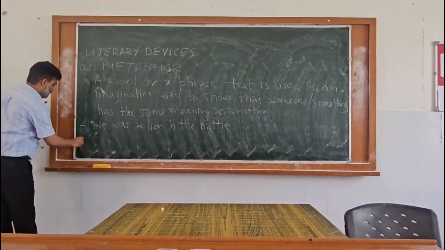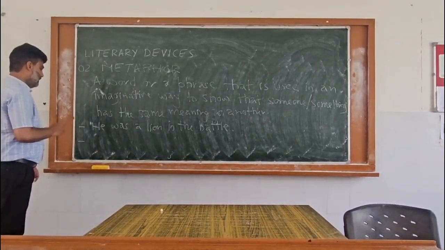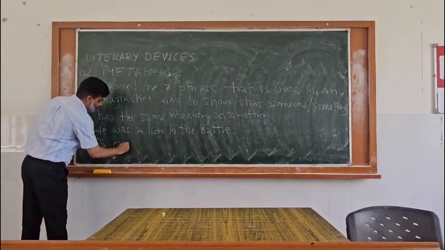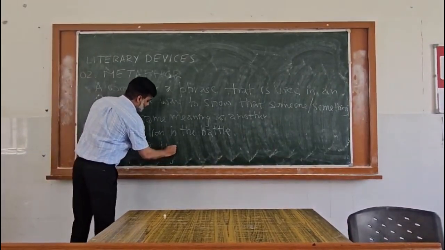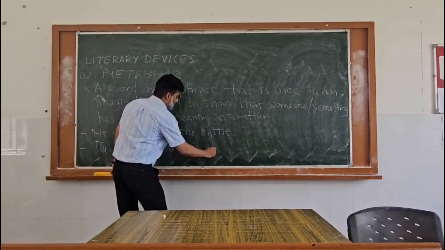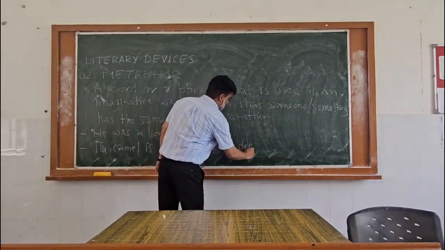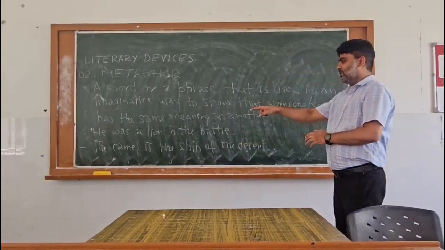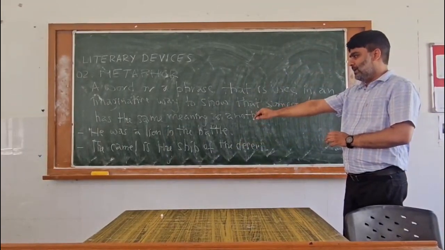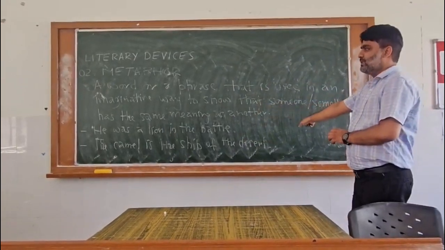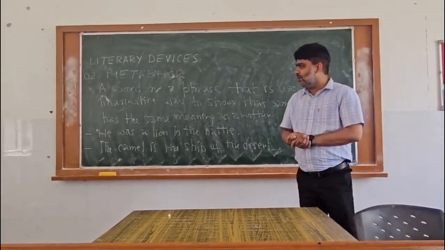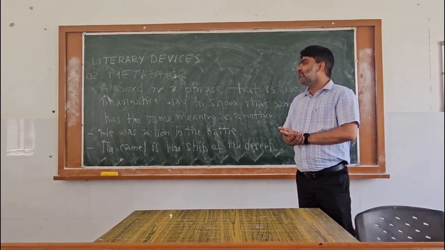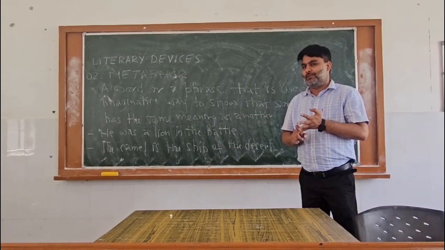Let's try to understand it more with the help of another example. The camel is the ship of the desert. Where the camel has been compared to what? It has been compared to a ship. The camel is the ship of the desert. So I hope these two poetic devices are clear to you. I hope that you now know the difference between simile and metaphor.